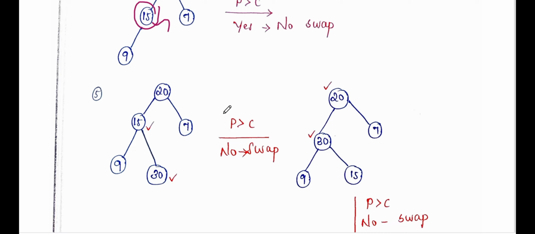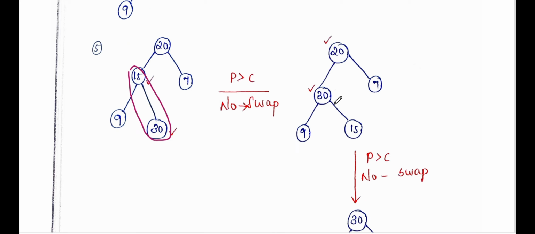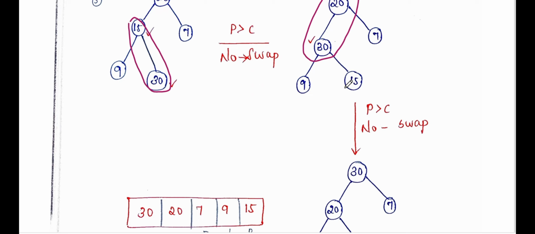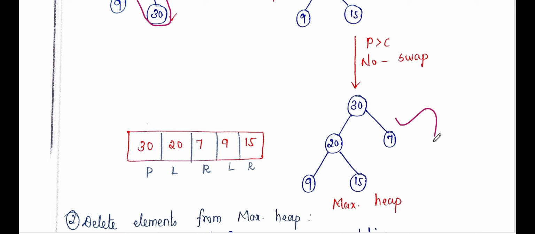Now check the max heap property. So here 15 is less than 30, right? Then swap these two nodes. Swap this node, so 30 and 15. And one more time you check these two elements, because this is the parent of this node. Here this parent is less than 30, right? Then swap these two nodes also. So this is the final max heap.